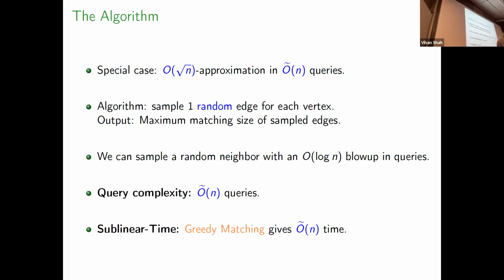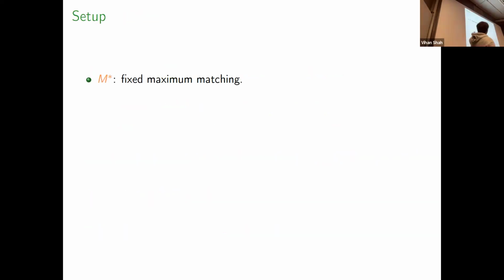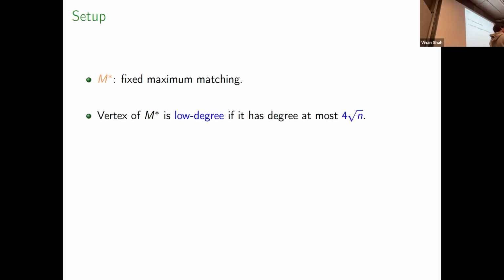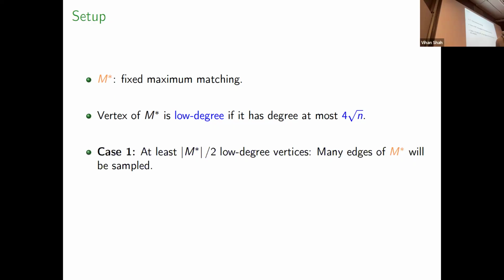So let's see how this algorithm gives you a square root approximation. Let M star be a fixed maximum matching. We call a vertex of M star low degree if it has degree less than 4 times square root n. Otherwise, it is high degree. We're going to break the proof into two cases. One, where a constant fraction of the vertices are low degree, and another where a constant fraction of the vertices are high degree.